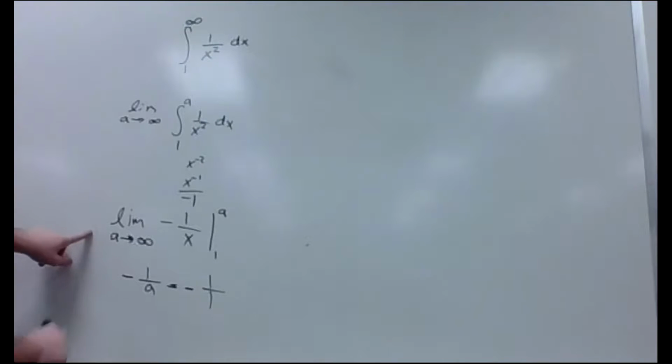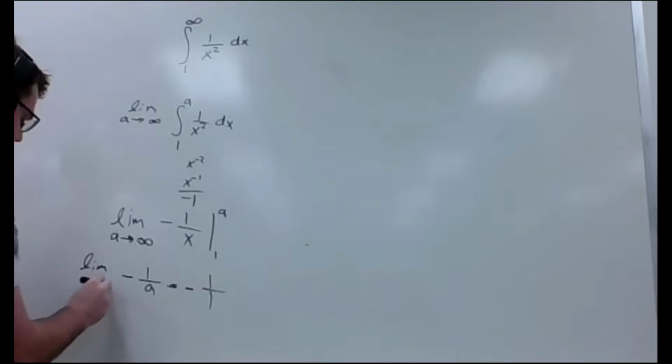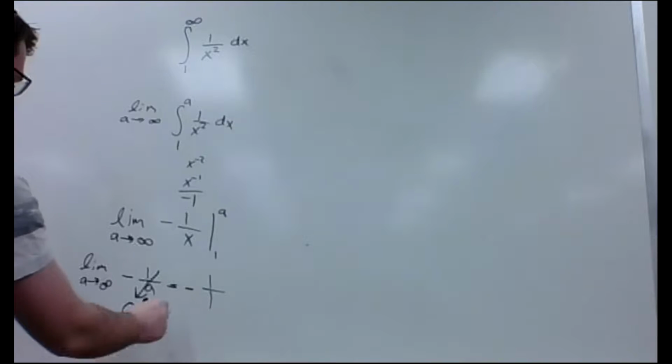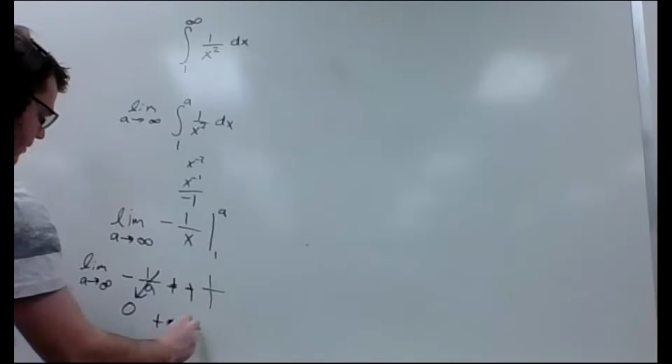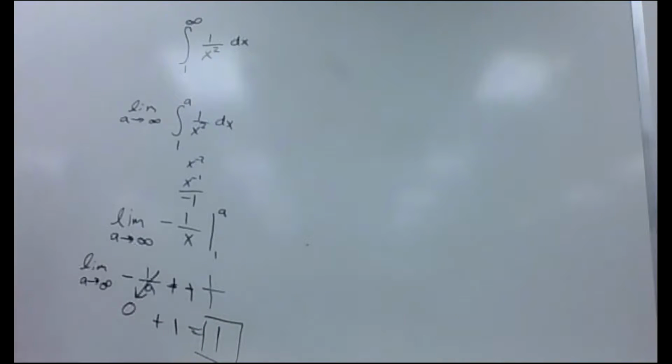Well, what happens when we have the limit as a approaches infinity? That's going to be going towards 0. So this just ends up being a 0, right? Plus 1 equals 1. Well, now our limit is 1.